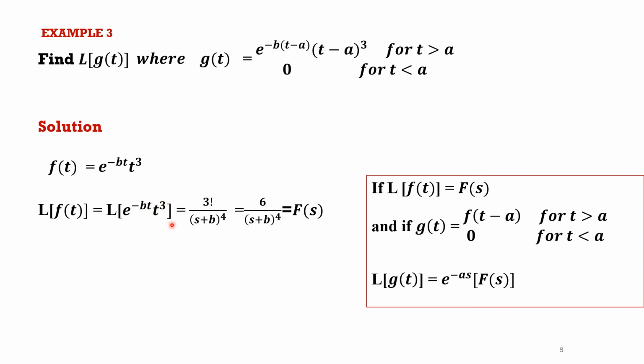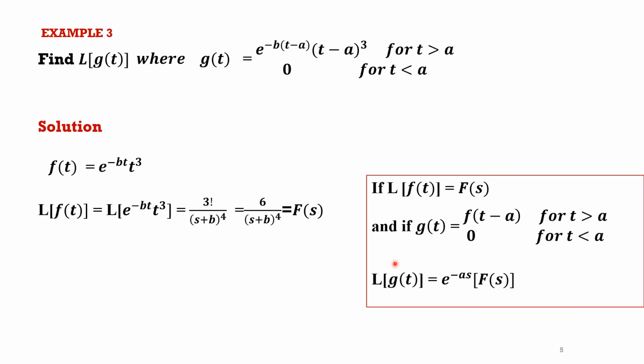Now t raised to n is gamma n plus 1 upon s raised to n plus 1. So we will get gamma 4 upon s raised to 4. And then in that answer replace s by s plus b. So we will have gamma 4 upon s plus b whole raised to 4. Gamma 4 is 3 factorial. So 3 factorial upon s plus b whole raised to 4. 3 factorial is 6. So 6 upon s plus b whole raised to 4.